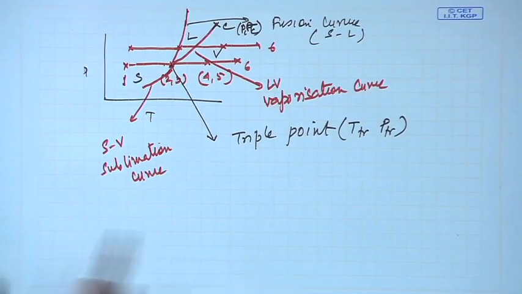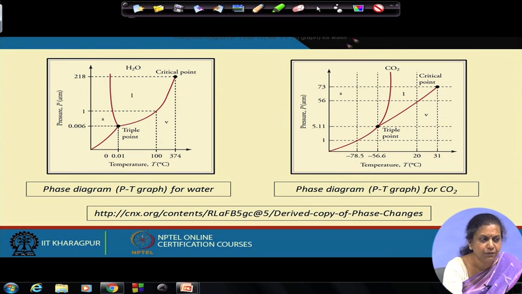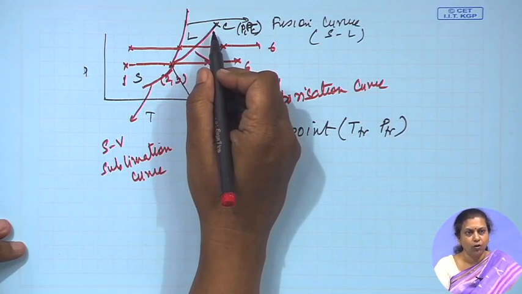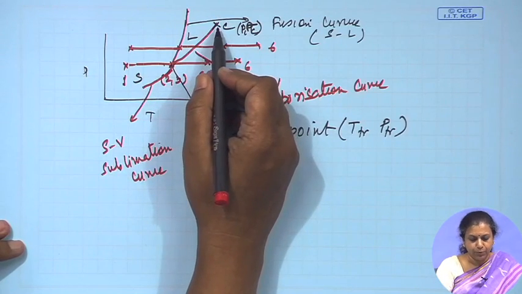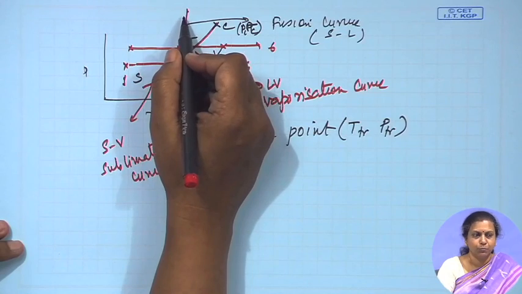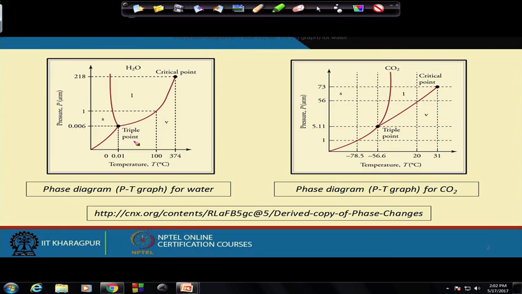Here I would also like to mention one more thing which will be evident from this graph. The slopes of the sublimation curve and vaporization curve are always positive. The slope of the sublimation curve is steeper as compared to the vaporization curve, and usually the slope of the fusion curve is also positive. It is negative only for certain substances, for example the most common substance that we come across, which is water.